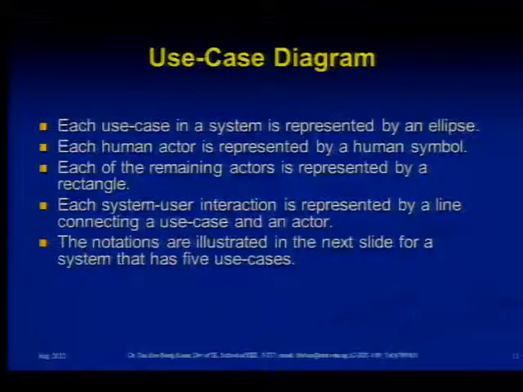It is possible to have a non-human actor because, as you have seen in the earlier use case, the use case also interacts with the sensor. The sensor is a non-human actor. The sensor is an external thing that also interacts with the system. Each system-user interaction is represented by a line. So for all the interactions, we connect a line to show it. If the payload clerk interacts with this use case, we connect a line from the payload clerk to the use case, to show that the payload clerk is the user. The notation is illustrated in the next slide.